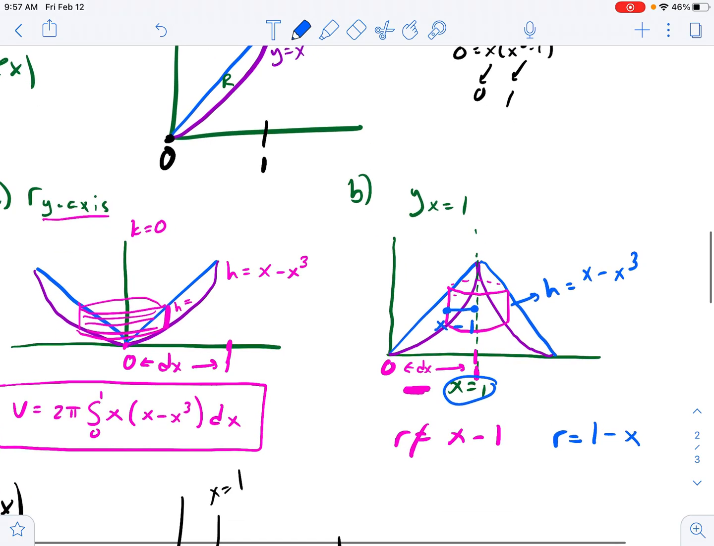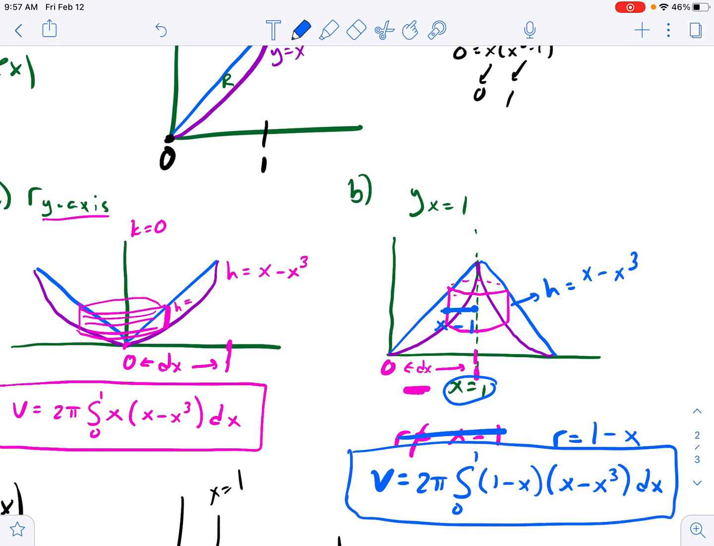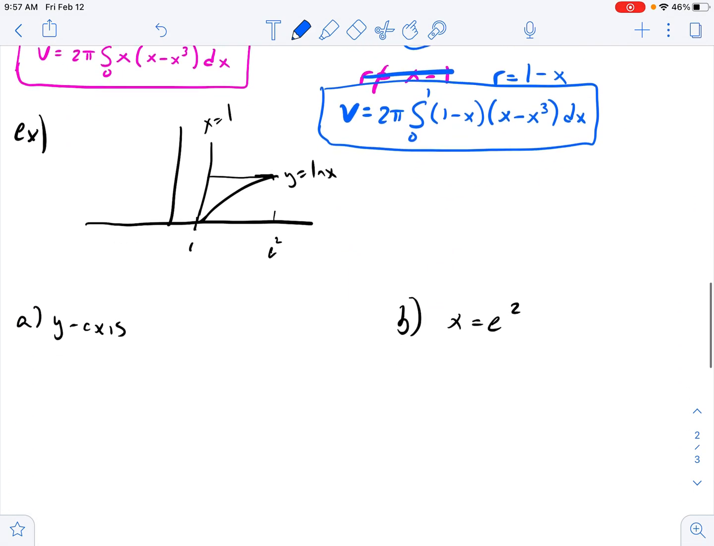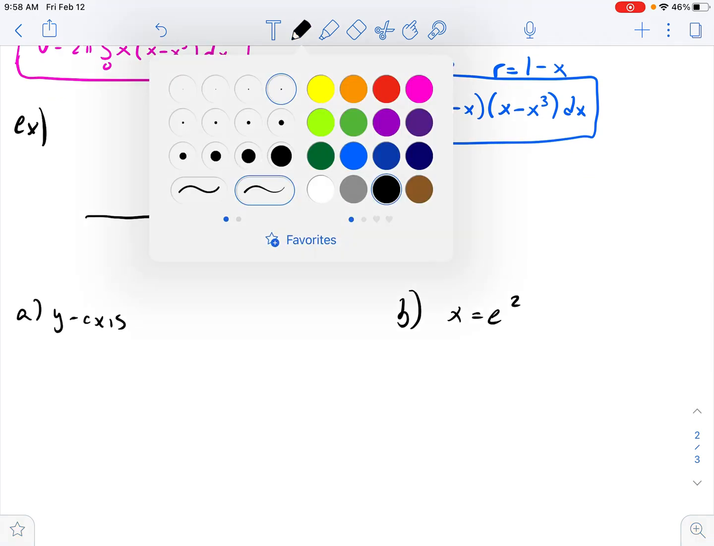So putting it all together, volume is 2 pi integral 0 to 1. The radius is given by 1 minus x. That's this horizontal difference there. And the height was given by x minus x cubed. Throw your dx on at the end, and you've got it. Okay, folks, let's do 2 more examples, and we'll wrap it up and reach out with any questions you may have.